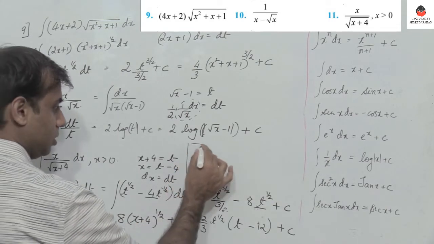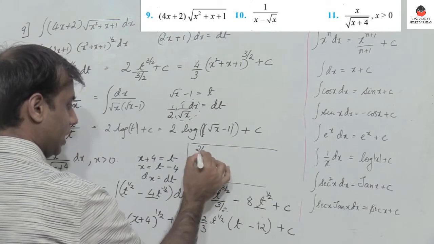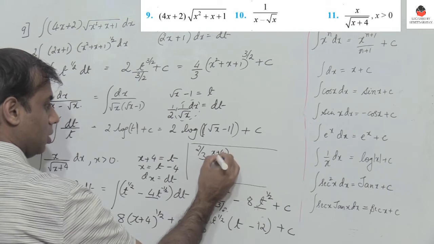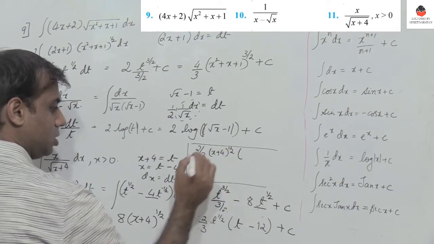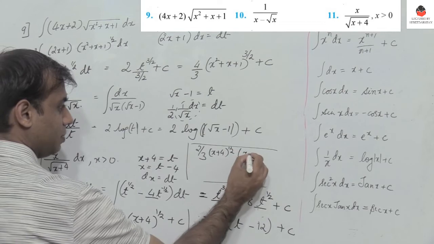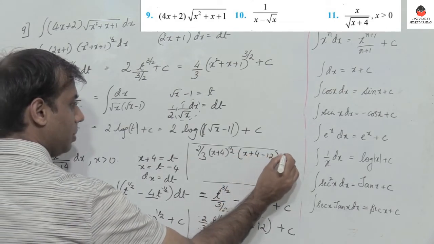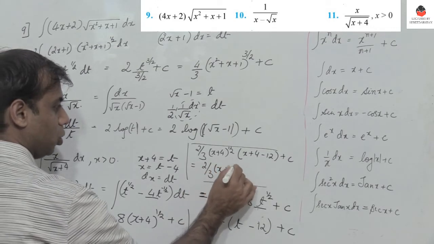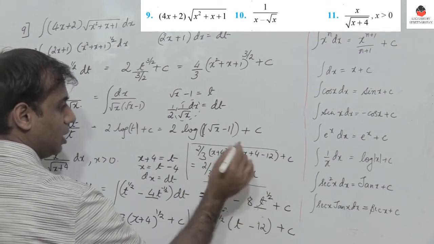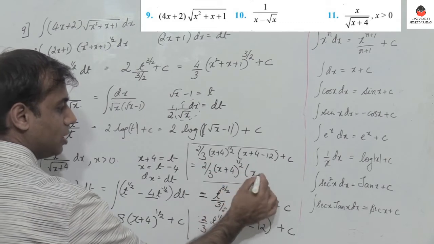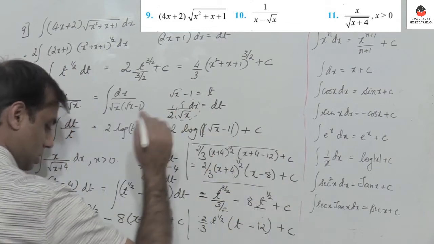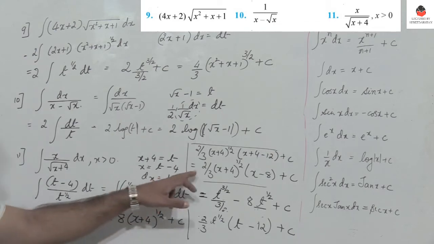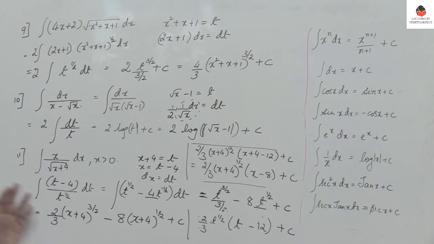So now substitute the value of t here. So let me write this here. So you get 2 by 3, and what is t? t is x plus 4 whole power half into, t is x plus 4, so x plus 4 minus 12 plus c. So you get 2 by 3 into x plus 4 whole power half into x plus 4 minus 12, which is x minus 8, plus c. So this is the answer what has been given in the textbook. So either you get the answer in this form or you get the answer in this form.